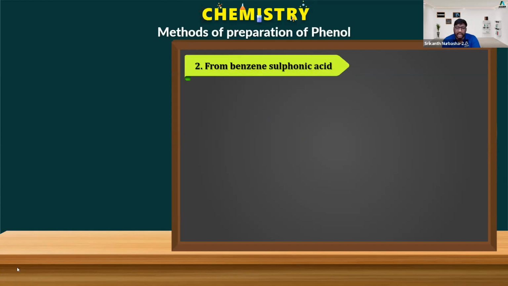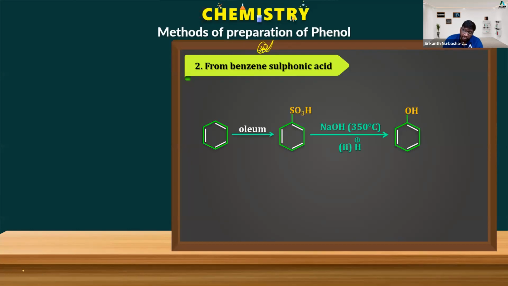From benzene sulfonic acid also we can prepare phenol. Can anyone remember how we can prepare it from benzene sulfonic acid? If you treat the benzene sulfonic acid with NaOH in the presence of H plus, you will be getting phenol.